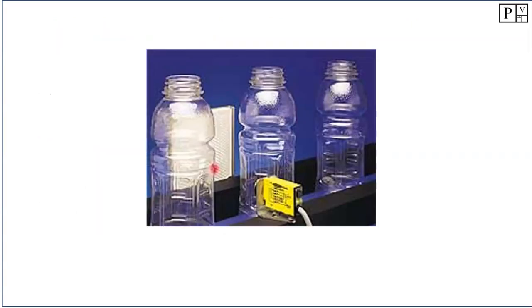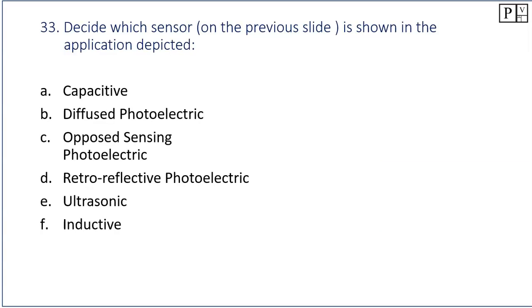Okay, let's take a look at the next one. We have a sensor mounted on one side, and it looks like we have a massive reflector on the other side. So this one is a retroreflective sensor. We don't have to look at the options. We know that a big reflector on the one side is telling us that this is the retroreflective photoelectric sensor.